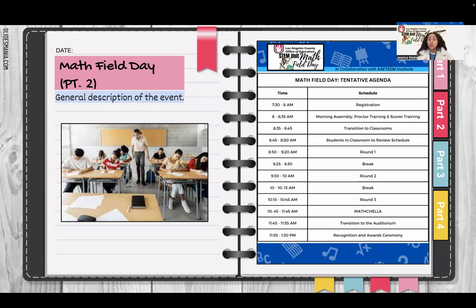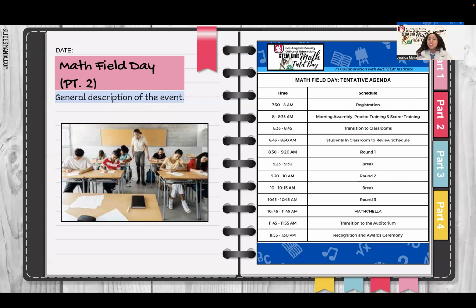And hopefully all of your students have their name tags and their classrooms so they know exactly where to go. We did allocate a transition time of about 10 minutes and then a 5-minute cushion gap for the proctors to review the schedule with students and to make sure that they have all the materials that they will be needing for the competition. The competition should start around 8:50. And so we go with round 1, break, round 2, break, round 3, and then the competition is over around 10:45.